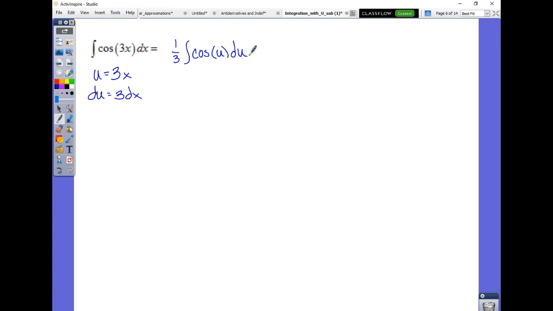Now you may still be using, whichever method you use, whether you're writing this as dx is du over 3, or whether you're multiplying dx by 3 and then multiplying a 1/3 out here. Whichever of those two methods you're using, eventually this winds up turning into 1/3 the cosine of u du. I've got u's, everything's good, all my variables match up. You just have to tell me what the antiderivative of cosine is. Sine.